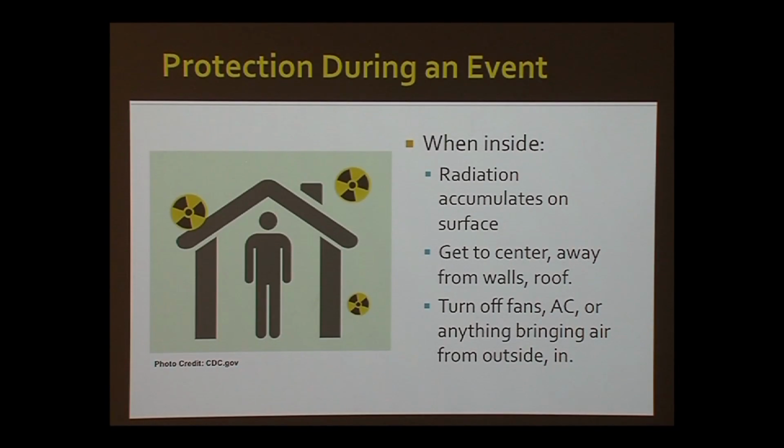So let's bring it home a little bit. What about a radiation event that occurs in our city or something like that? What do you do? How do you keep yourself as safe as you can and protect your family and friends? If a radioactive event were to occur and you were already inside your home, what you should do is get to the center of the home, away from the ceiling, away from walls, because this is where radioactive substances would tend to accumulate.